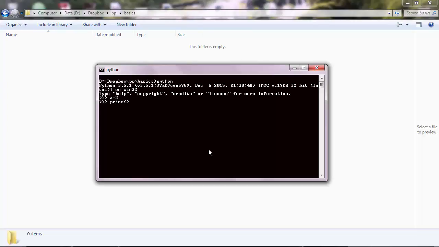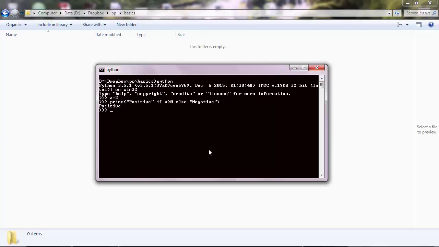So inline if, and you'd say, print what to print? Well, print positive if a is greater than 0, else negative. And that should do it.